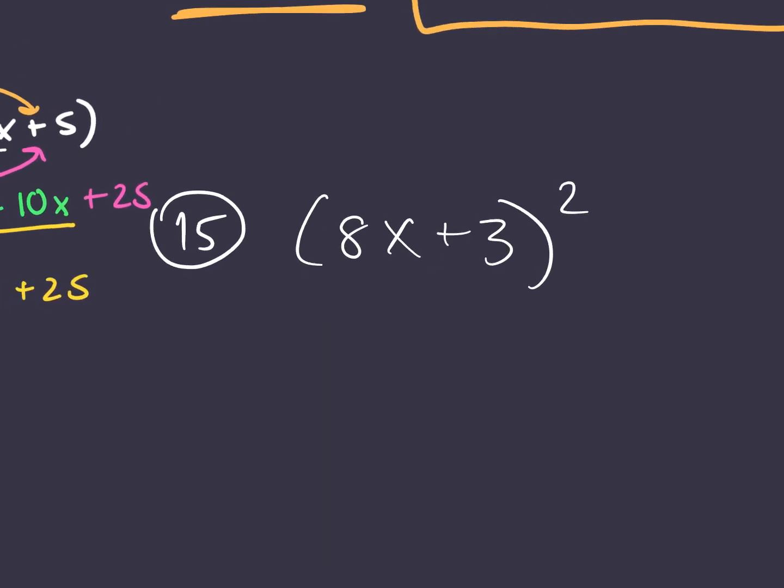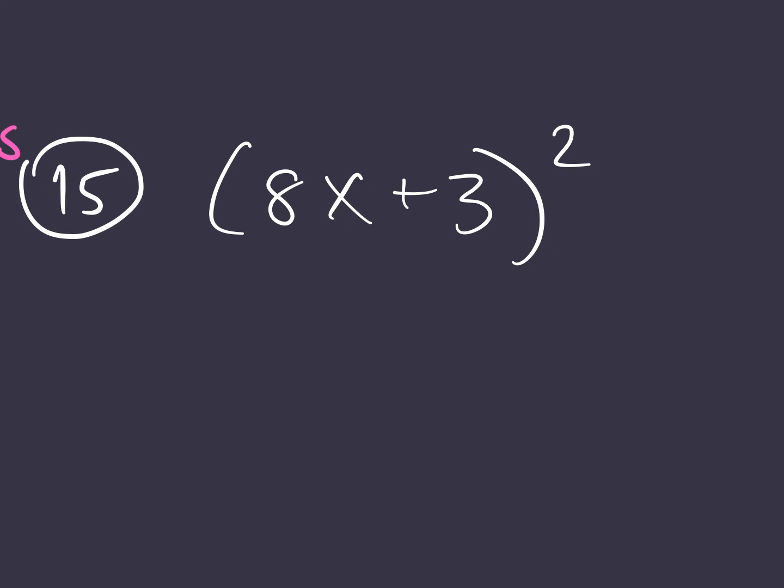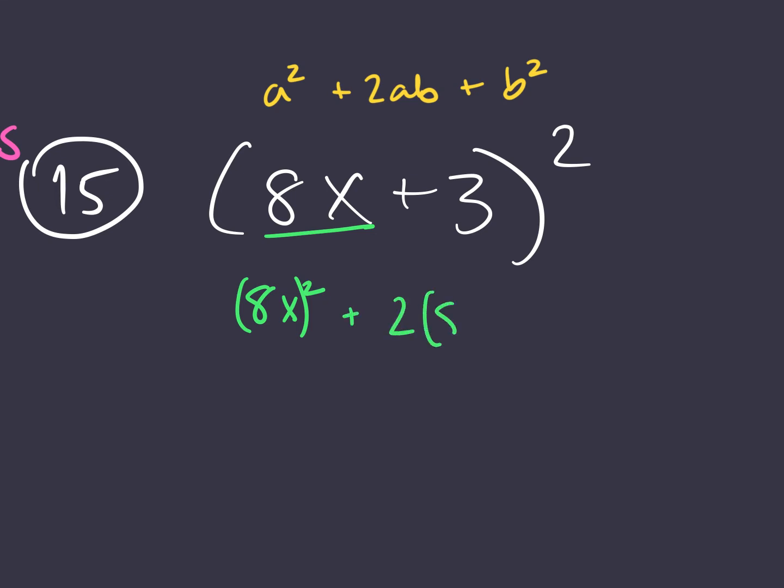All right, let's do 15. So I have 8x plus 3 squared. So because it's a plus and it's squared, I could do my shortcut, which is a squared plus 2ab plus b squared. So what's my a? 8x. So this would be 8x squared, but it's the whole 8x squared, not just the x, plus 2 times 8x. And what's b? 3. So I plug that into my b's. So times 3 plus 3 squared.